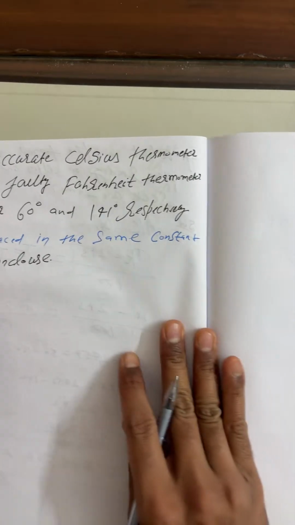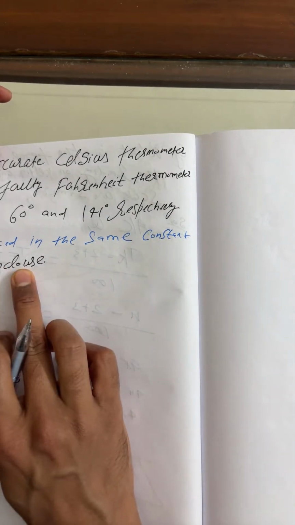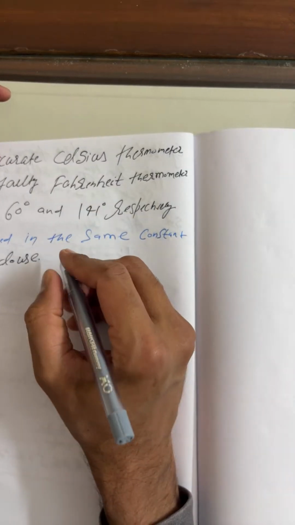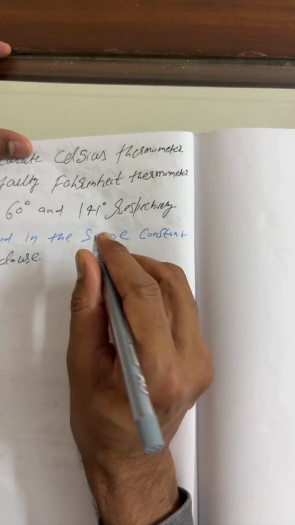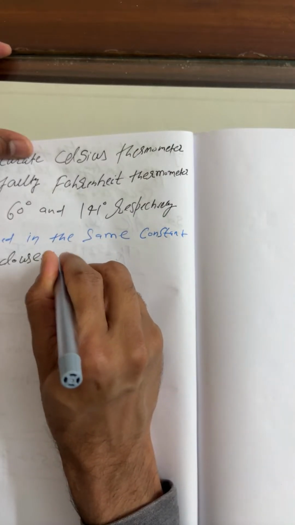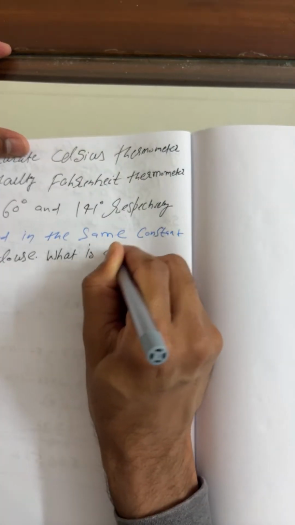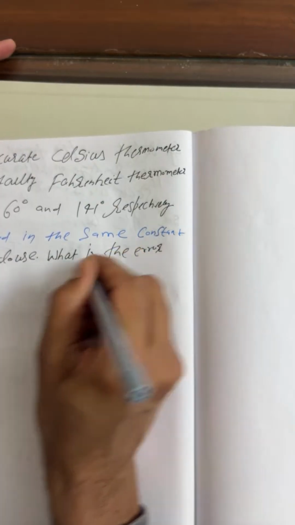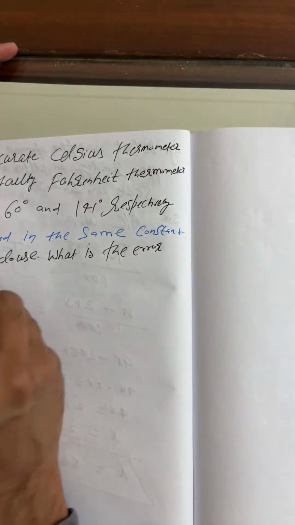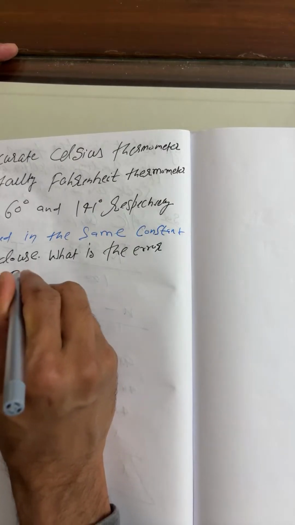Have a look at the question here only. What's the question here? When placed in the same constant temperature enclosure, full stop. What is the error in the Fahrenheit thermometer?